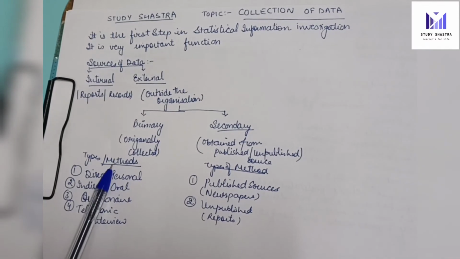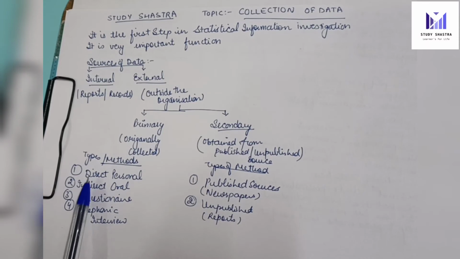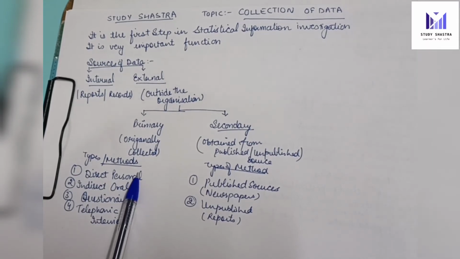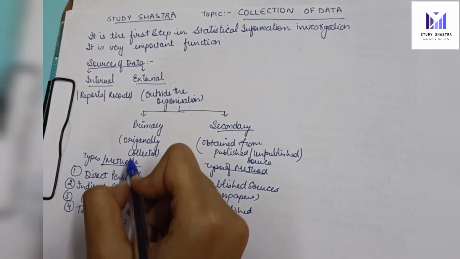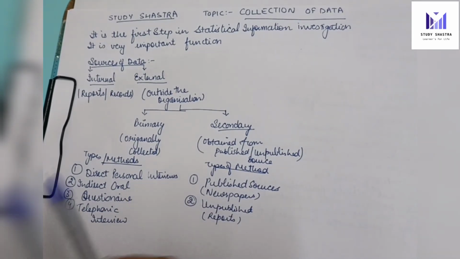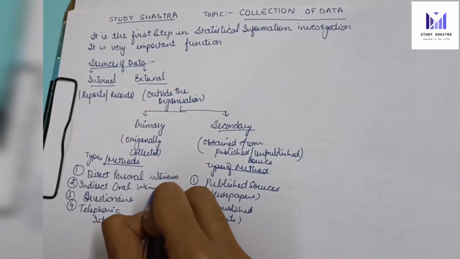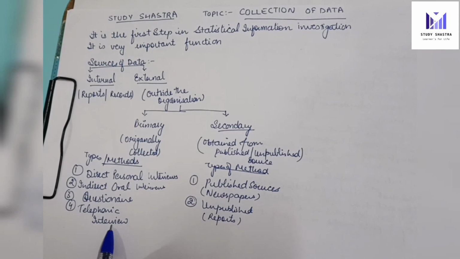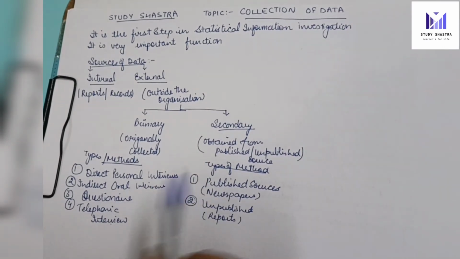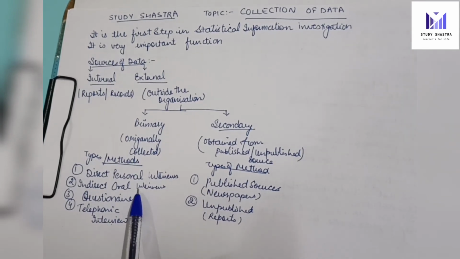Now there are several methods included in primary and secondary data. Primary data includes direct personal investigation, which includes personal interviews taken with the respondents. Whereas there are indirect oral interviews, which include telephonic interviews or some other kind of non-personal communication interview.